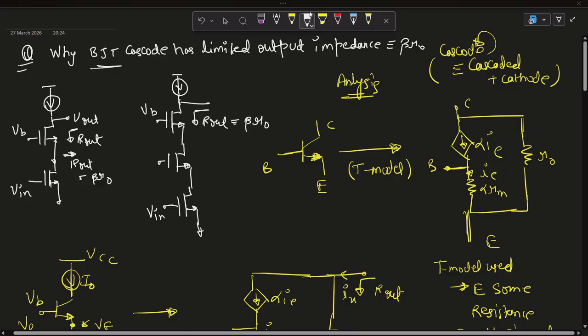So our today's question is why BJT cascode has limited output impedance, which is beta R naught.